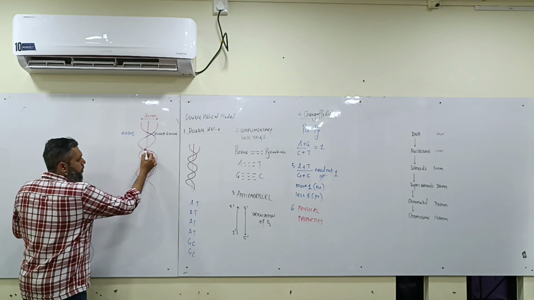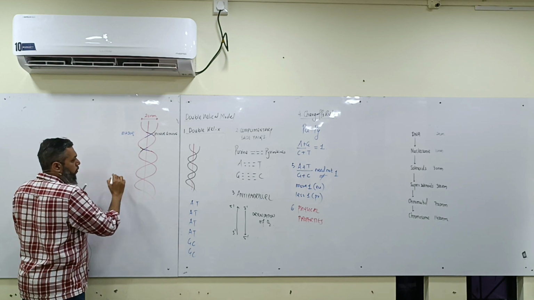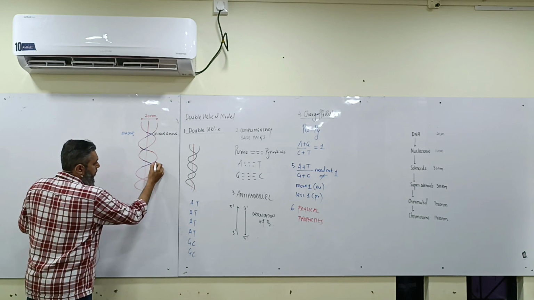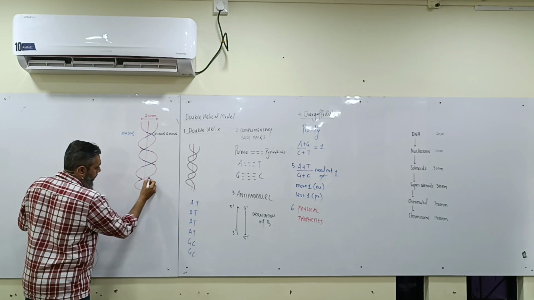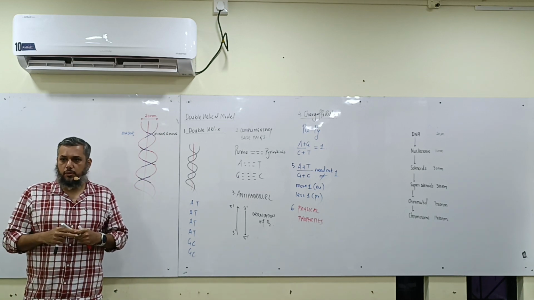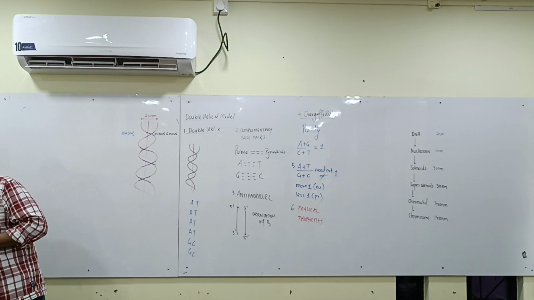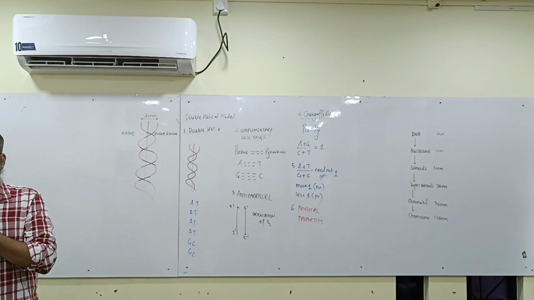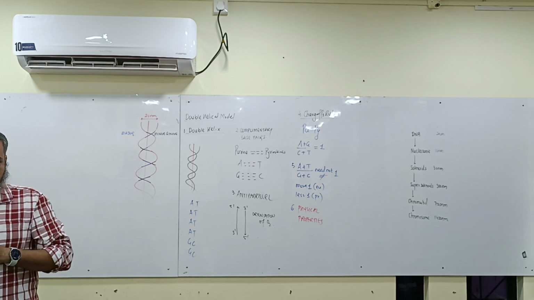So what is this now? Major groove. And this? Minor groove. Once again, this? Major groove. This? Minor. This? Minor. And this? Major. Now did you understand what the minor groove and the major groove are? Everybody? What's a minor groove and a major groove? When the two polynucleotide strands coil over each other, you get a minor groove. And when they coil around the imaginary axis, you get a major groove.